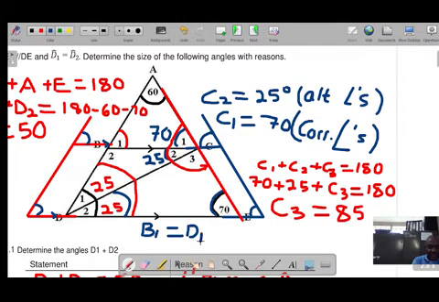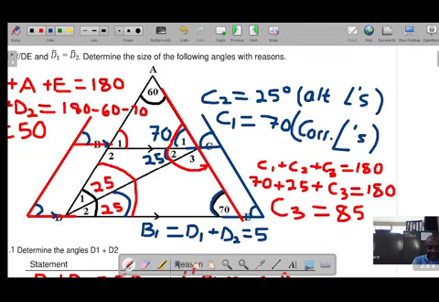D1 plus D2. What's our D1 and D2? That is 25 plus 25, which gives us 50 degrees. So B1 is 50 degrees.